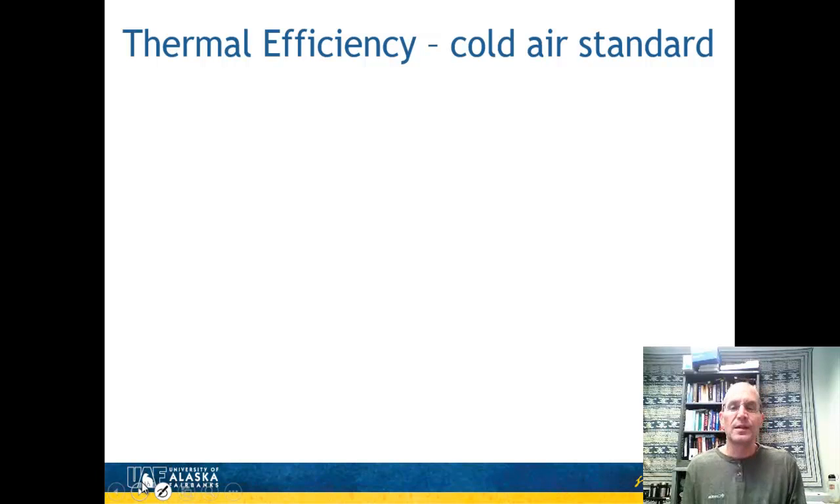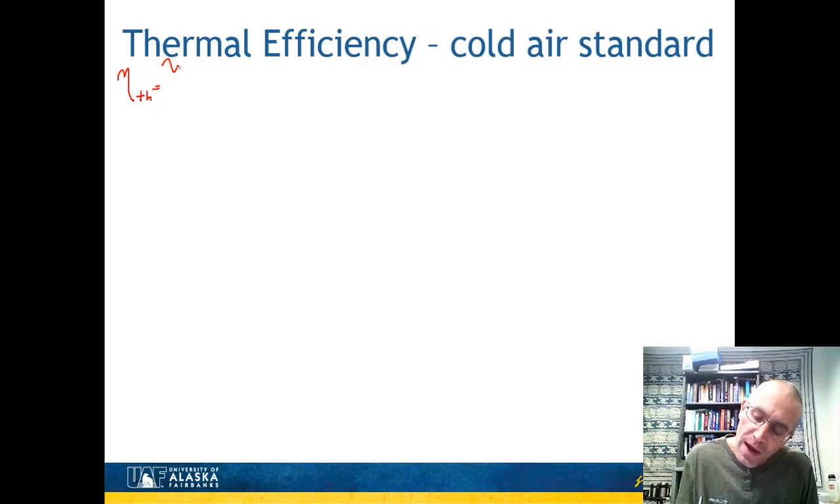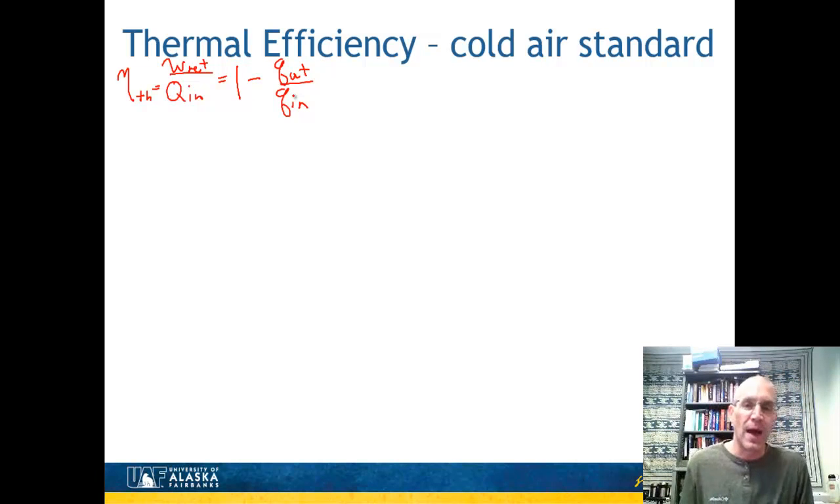So let's go ahead and derive an equation for the thermal efficiency, and we're going to use the cold air standard assumptions that we discussed in the previous video. First of all, remember that the thermal efficiency is the net work of the cycle normalized by the amount of heat that I put in, and I can write that in terms of Q out and Q in as 1 minus Q out over Q in. Now I'm going to use little q's, in terms of per mass, so I can divide through by the mass each time.